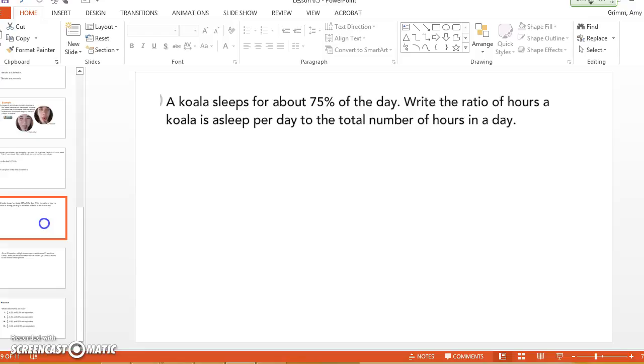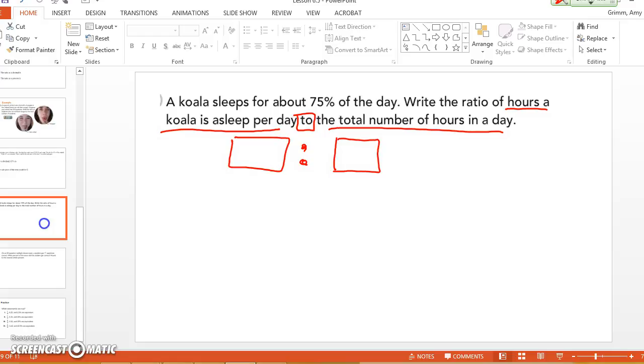Okay, so did we find our magic word "to"? All right, here's our magic word "to." So write a ratio of the hours a koala is asleep to the total number of hours in a day. So here's our "to." Do we know either one of these boxes to start with? Yes. How many hours are in a day? 24. Okay, how do I find 75% of 24?